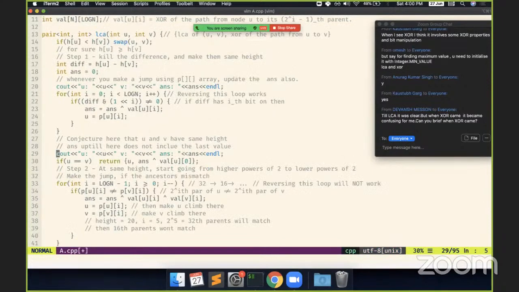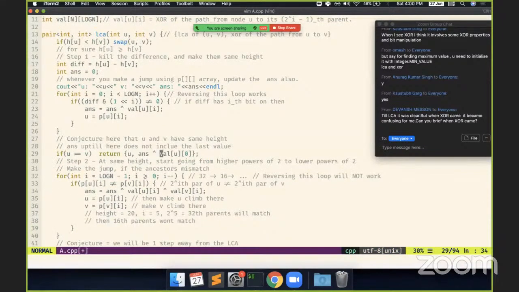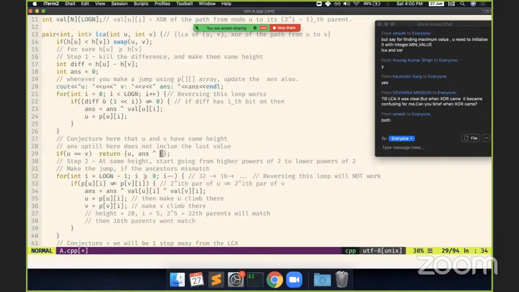Okay, and here also, I'm not sure what this thing should be. Should it be value 0 or should it be something else? I think personally it doesn't matter. I think it should be a u only. Yeah.